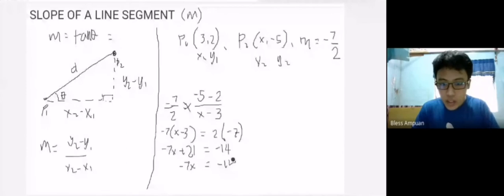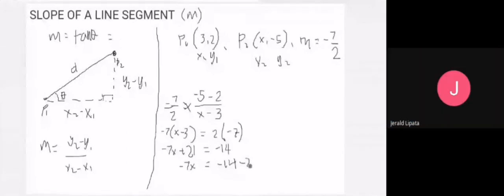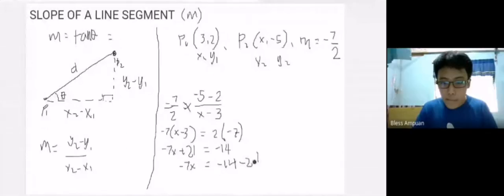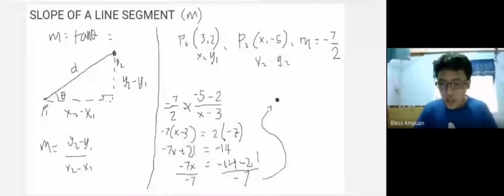So minus 21. Okay, so therefore, if we are going to solve for x, we need to divide by negative 7. Therefore, we can say that our x here will be equal to 5. So the second point is 5 and negative 5.